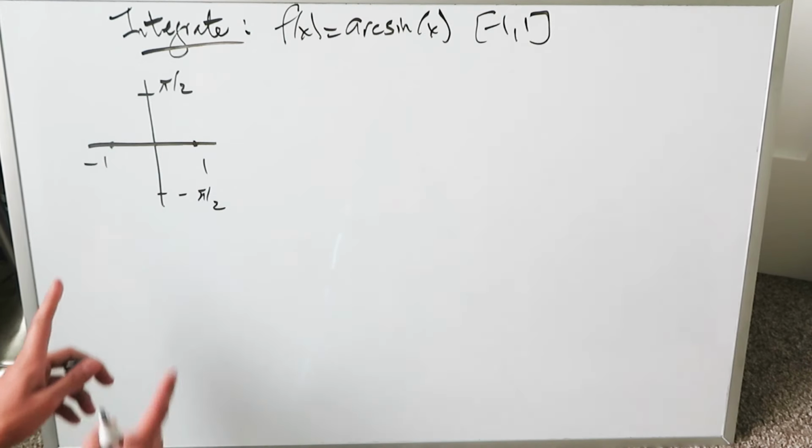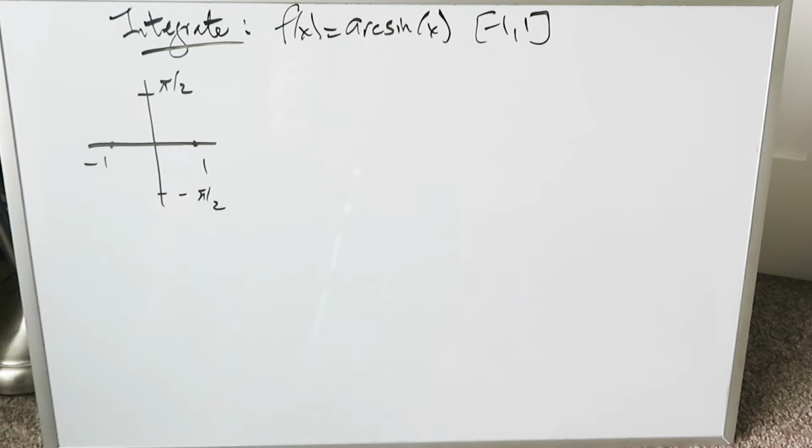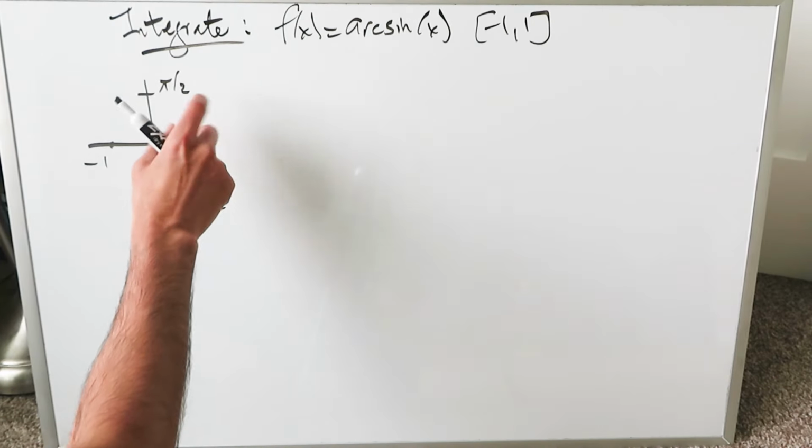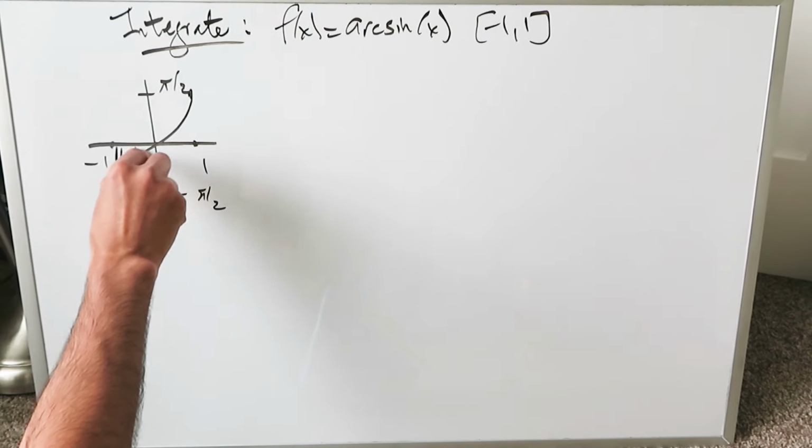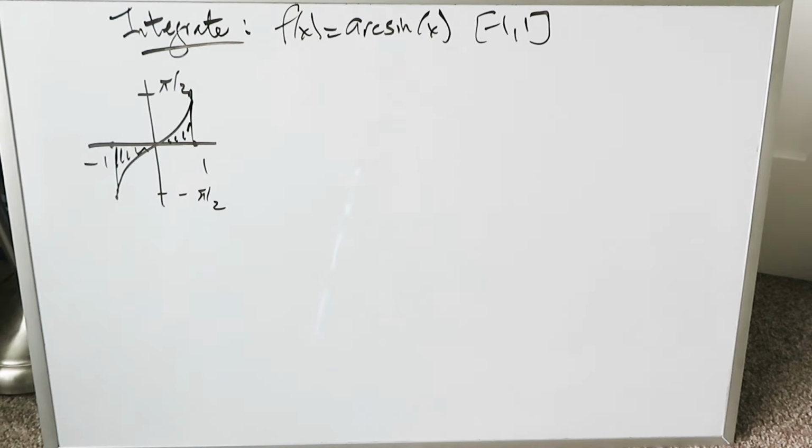We're looking here at a limited domain, -1 to 1, and a range of minus pi over 2 to pi over 2. It's an odd function symmetric around the origin. When you're doing the integral, you're looking at the area below and above the curves. There's an equal negative and an equal positive area. The end result of this integral should be 0. I will show you very quickly.